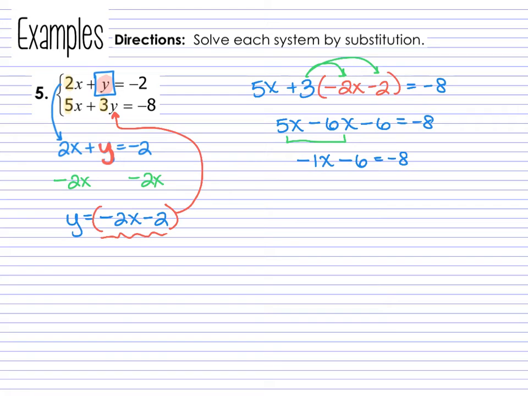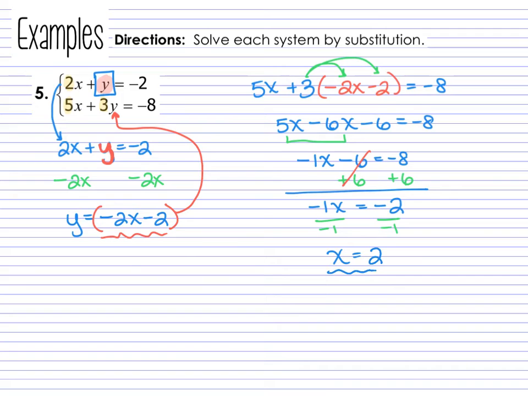Okay, still need to get x by itself, so I'm going to add 6 to both sides. When I do that, I have negative 1x on the left. The 6's cancel because they undo each other. Equals negative 8 plus 6. If you owe me $6, but then you pay me 6, now you only owe me $2, but it's negative 2. Divide both sides by negative 1. Then we have x is equal to negative 2 divided by negative 1, which is a positive 2. So there's my x value.